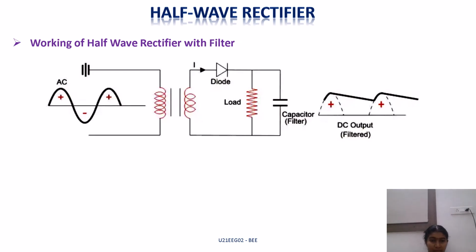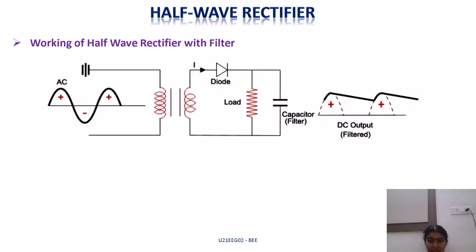So here the input is applied like this through the step down transformer. Here during the positive half cycle, the diode conducts and it acts as a closed switch. Here the capacitor is connected parallel to the load resistor. So during the positive half, the diode acts as a closed switch and the capacitor charges during the positive half and it follows the output like this.